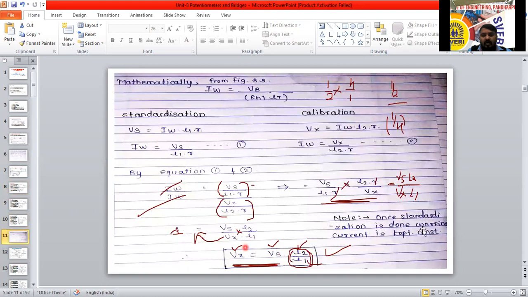Note, once the standardization is done, the working current is kept constant. We are not varying the working current. Only if the standard voltage length and the unknown voltage length are the same, then the unknown voltage is equal to the standard voltage. That is nothing but calibration mode. It is calibrated. Unknown voltage equal to standard voltage means the instrument is calibrated. Correct? That is the principle of potentiometer.